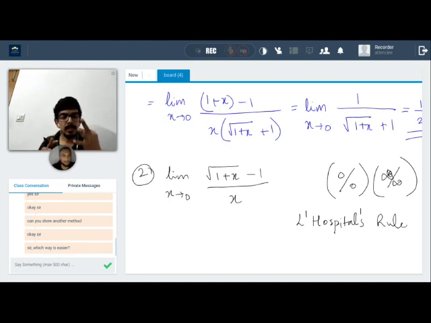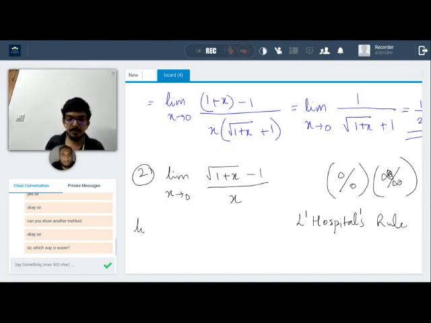Third thing is, once you use L'Hopital's rule, if the expression we get after differentiation is again similar, again a 0 by 0 form, you need to keep using the rule again and again. So in those cases, you should try to avoid L'Hopital's rule. Anyway, let me tell you what the rule is.